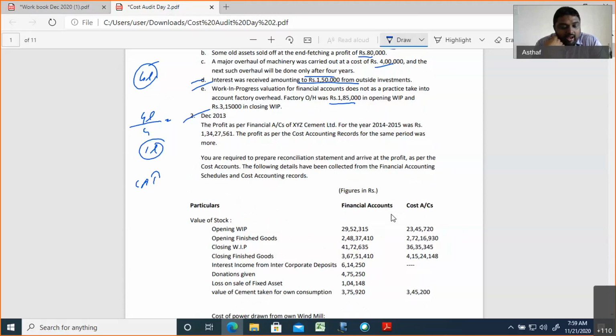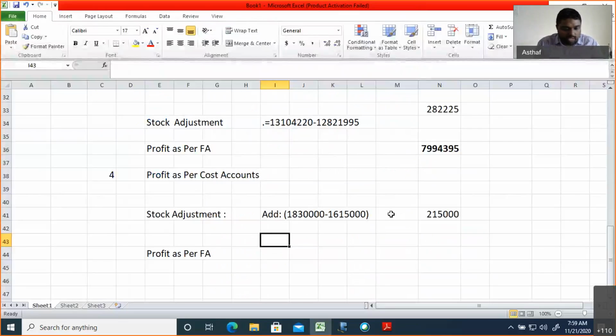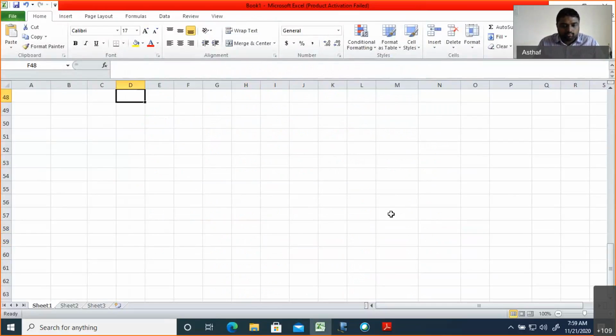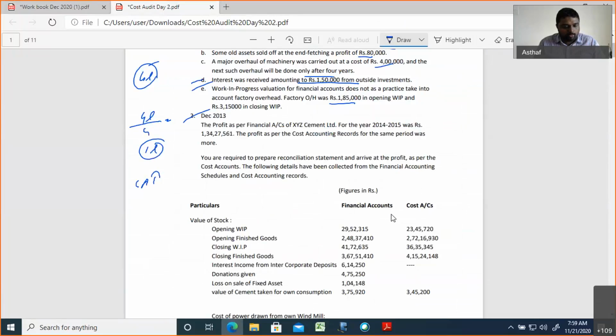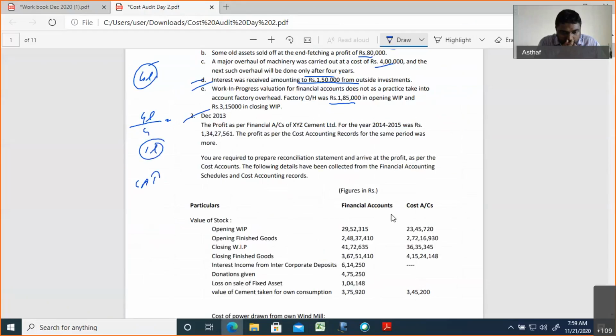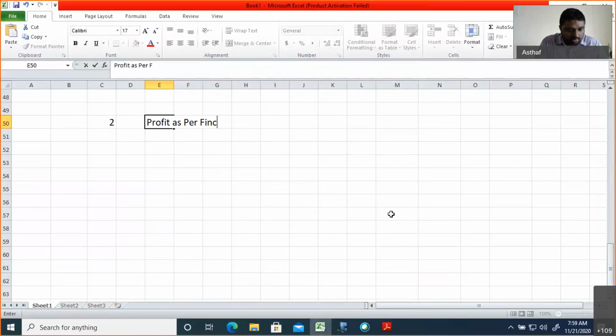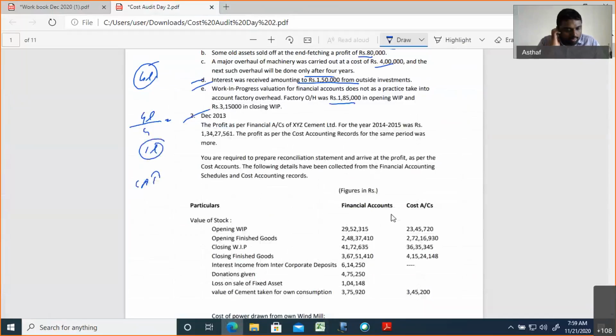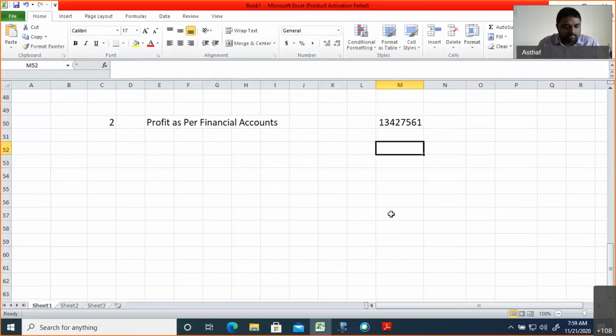The profit and loss as per the financial accounts is given. We have to find out the cost profit. So they have given the profit as per financial accounts. What is the profit as per financial accounts? 1 crore 34 lakh 27,561.